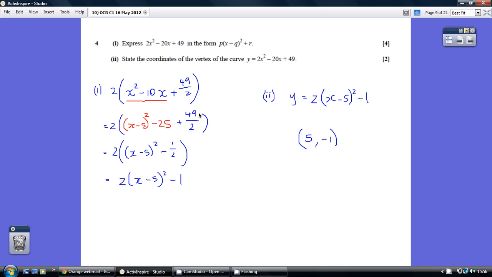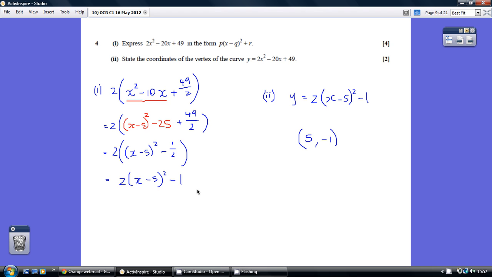We still have the 49 over 2. So gather up together these last 2 terms. So this is minus 50 over 2, plus 49 over 2 is minus 1 over 2. And then multiply both these bits by the 2. So we get 2 lots of x minus 5 all squared, 2 lots of minus a half, which is minus 1. So that is our final answer to part 1.